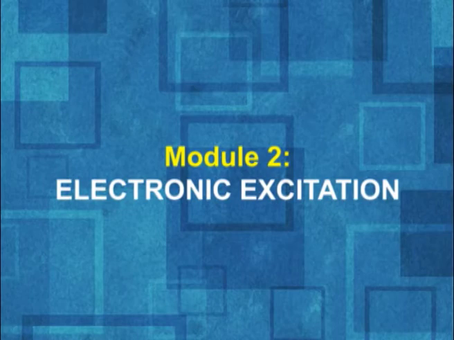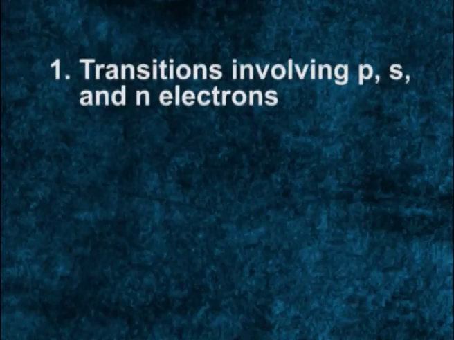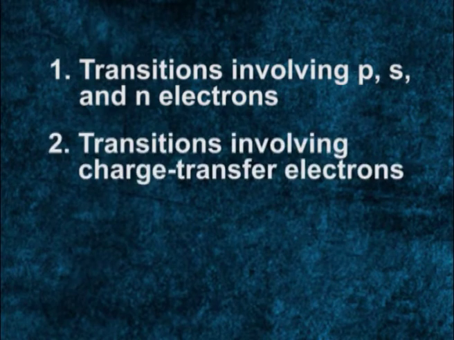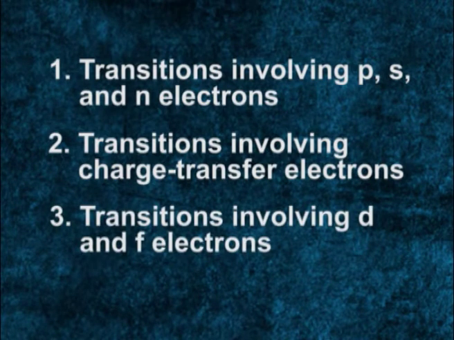Now we come to Module 2, electronic excitation or transitions. The absorption of ultraviolet or visible radiation corresponds to the excitation of outer electrons. There are three types of electronic transitions, which are discussed here. First, transitions involving pi, sigma and n electrons. Second, transitions involving charge transfer electrons. Third, transitions involving d and f electrons.